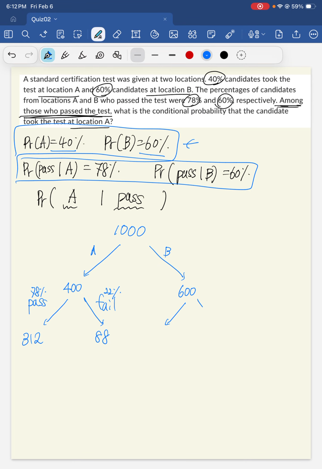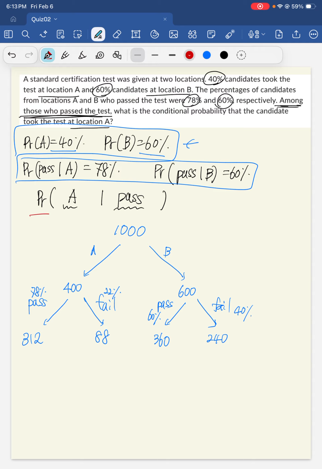Similarly, we are going to divide 600 into pass and fail. We know that probability. Pass probability is 60%, fail is 40%. So 360 is 60% of 600, and the other 40% is 240.